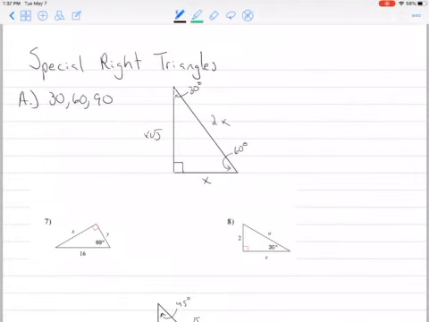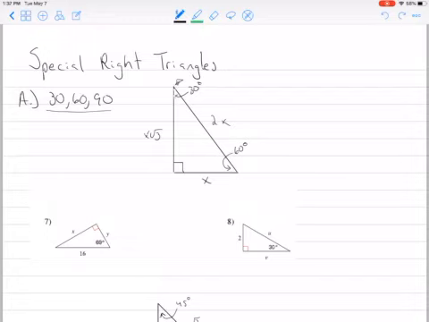All right, you guys, now we're going to talk about some special right triangles. You've probably seen these in geometry, but we want to make sure you have a quick little recap. Again, draw everything in here. So the first one is your 30, 60, 90 right triangle, right? 30, 60, 90 degrees right there. So you want to get that one down.